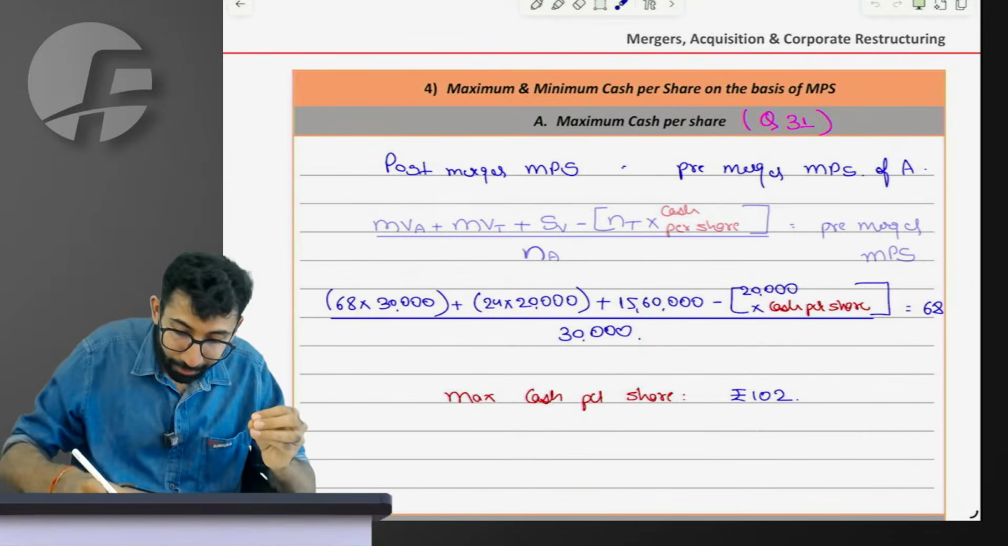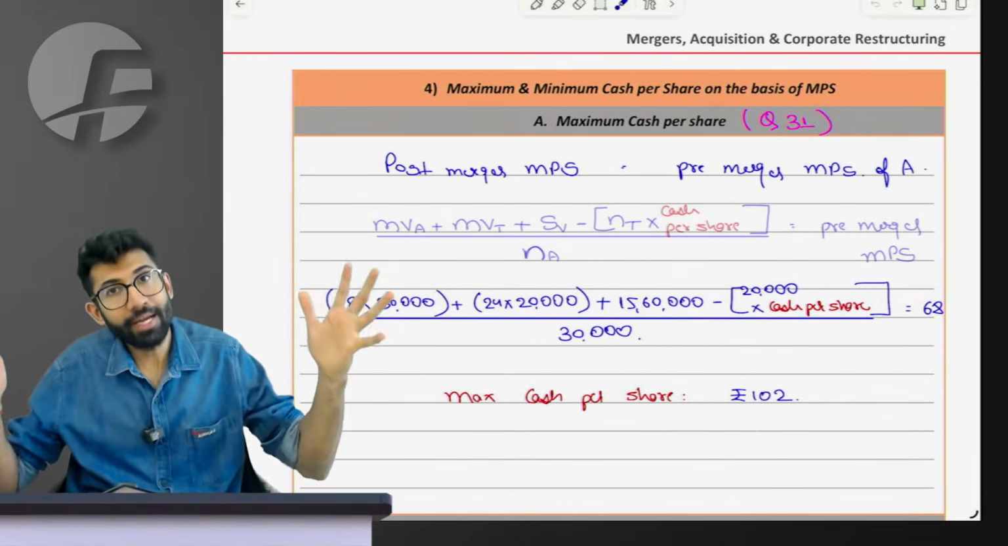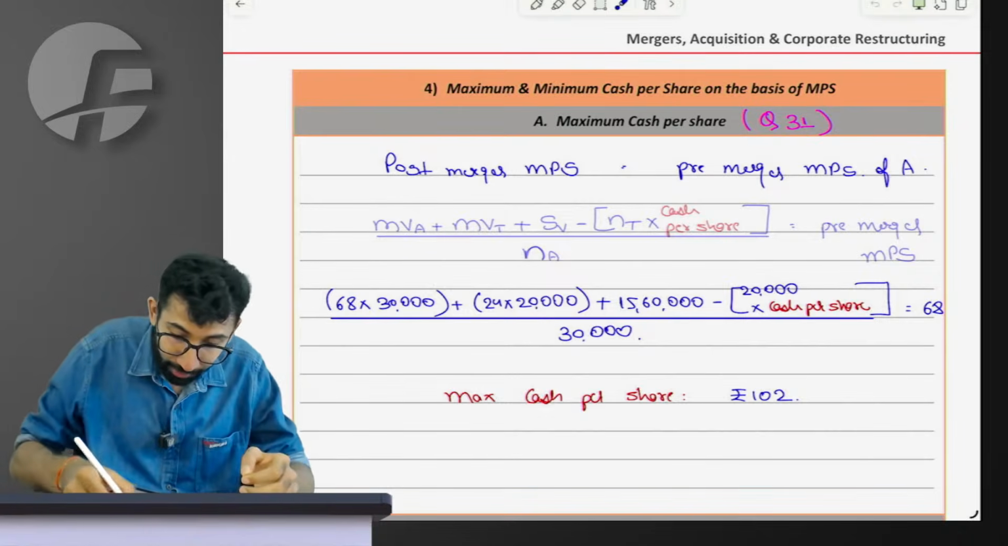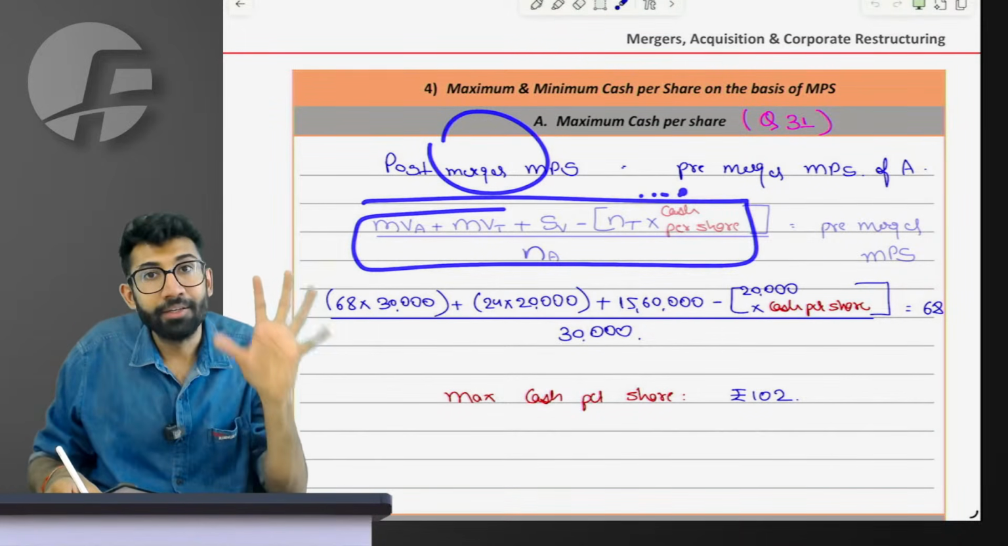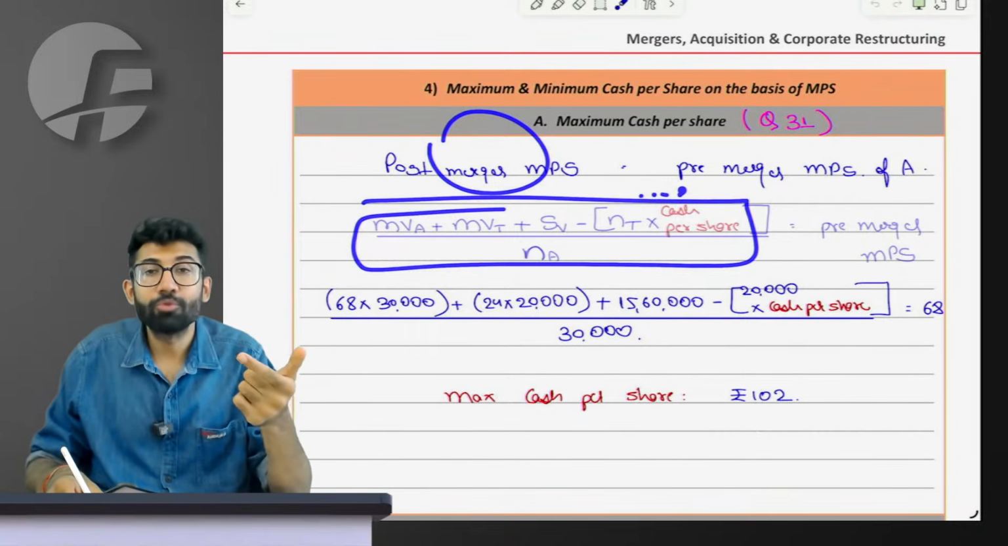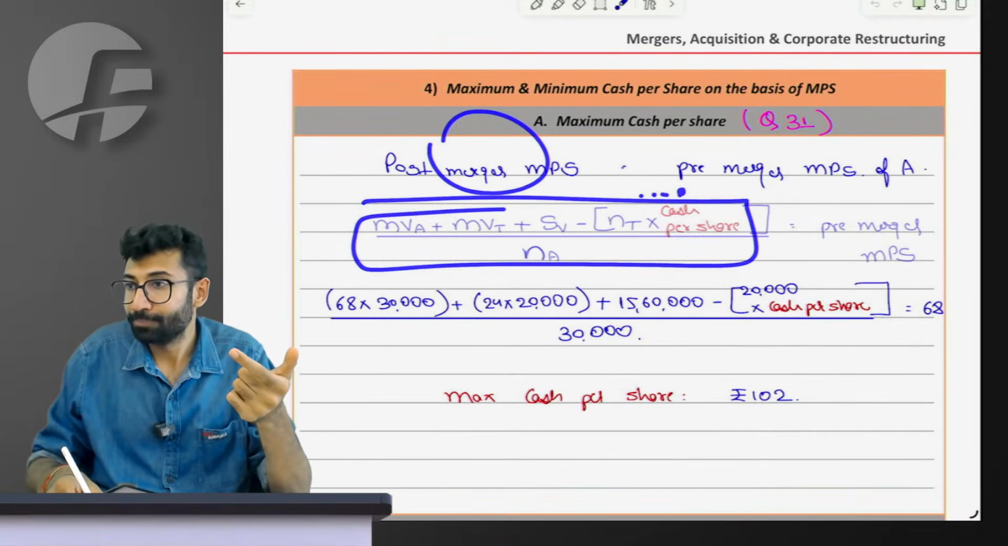So while doing the maximum minimum, figure out where in that entire chapter you are. Accordingly, the formula of post-merger MPS will get decided. Where in that entire chapter you are, accordingly the post formula gets decided, right?